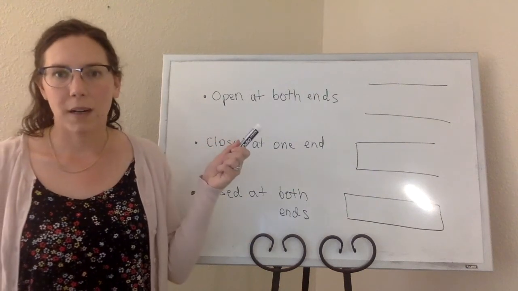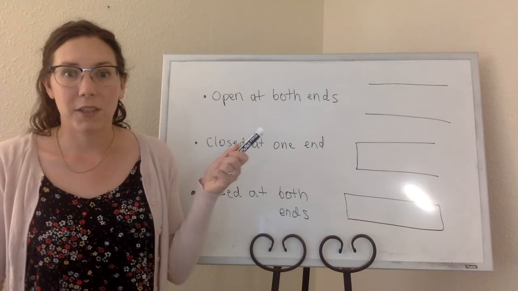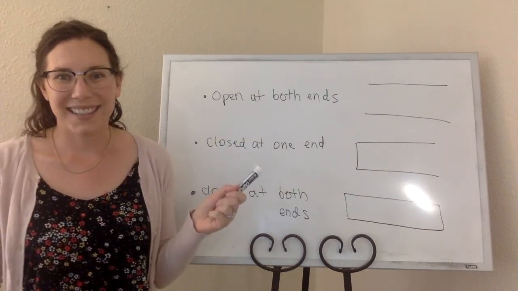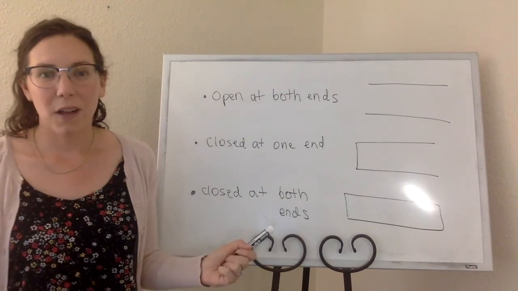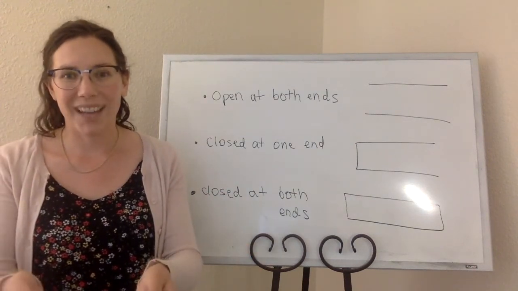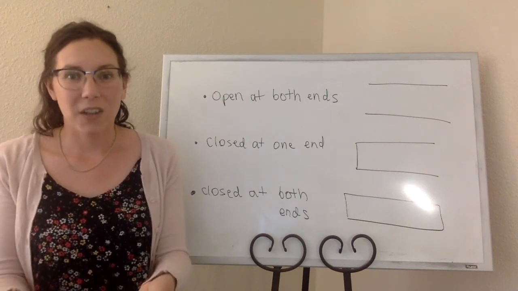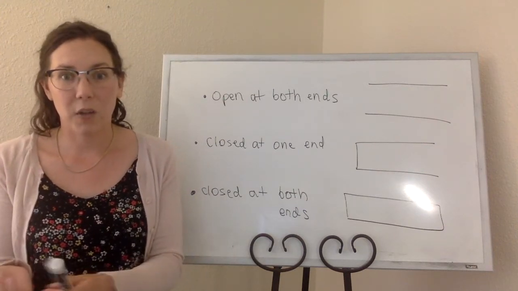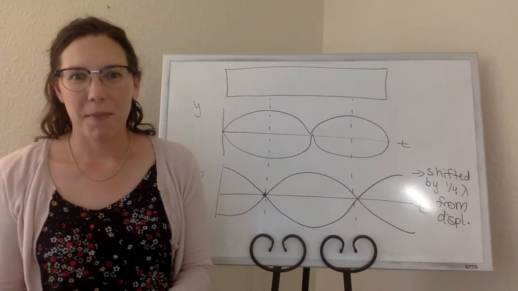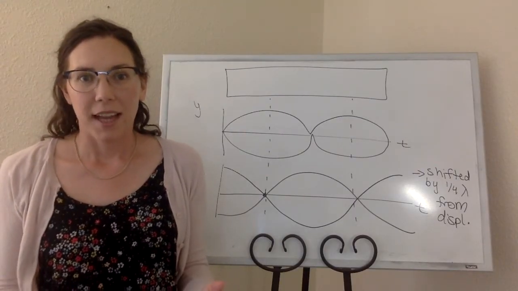Air columns that are open at both ends, such as the flute, or closed at one end. An example of this is a clarinet. Or an air column that's closed at both ends. This could just be a pipe that's closed at both ends, or it really could be any chamber, even a garage or a shower stall. For now, let's consider a pipe that's closed at both ends.